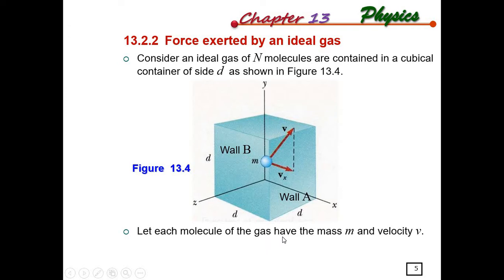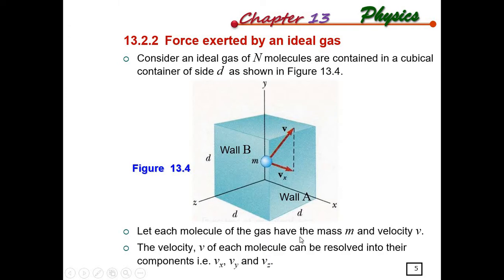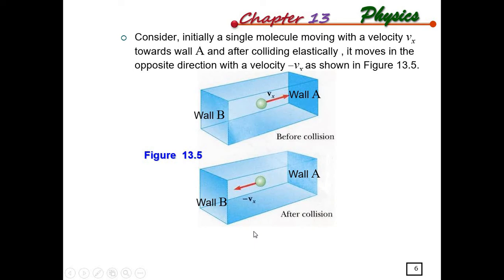Each molecule has mass m and velocity v. The velocity v of each molecule can be resolved into its components: velocity along the x direction vx, velocity along the y direction vy, and velocity along the z direction vz. Considering initially a single molecule moving with velocity vx towards wall A, after colliding elastically, it moves in the opposite direction with a velocity of minus vx. So initially the atom moves to wall A, collides with it, and by the elastic process moves again in the opposite direction with minus vx.